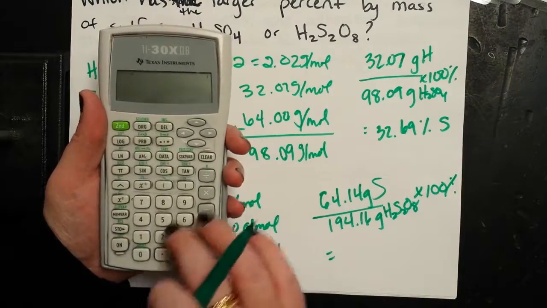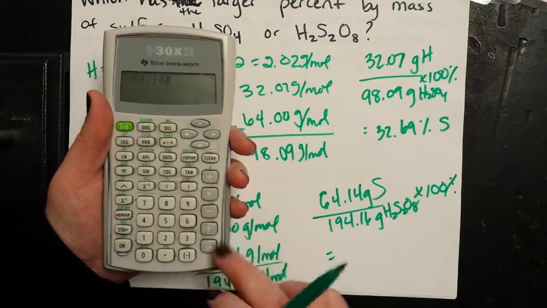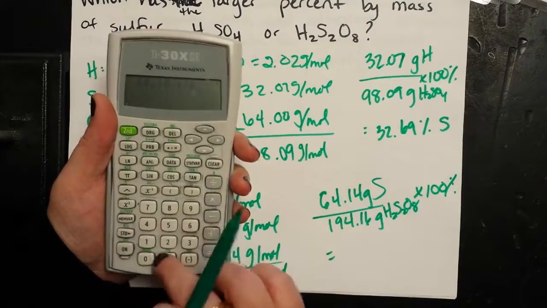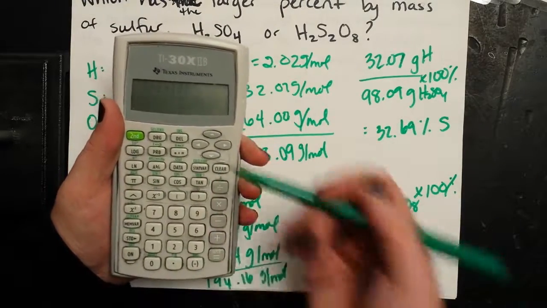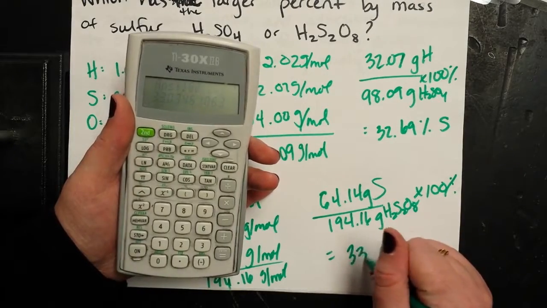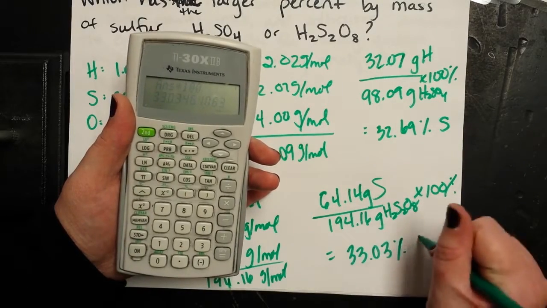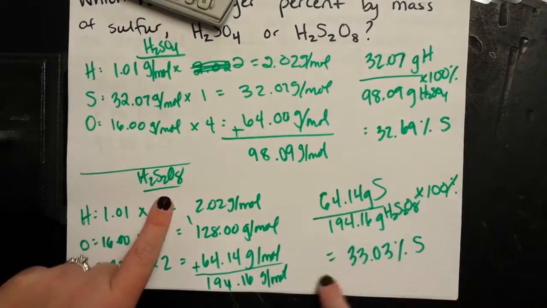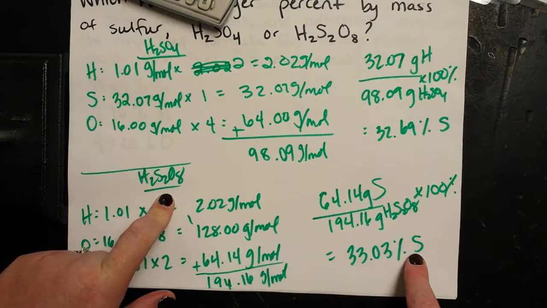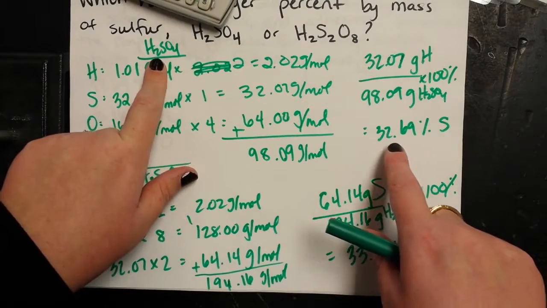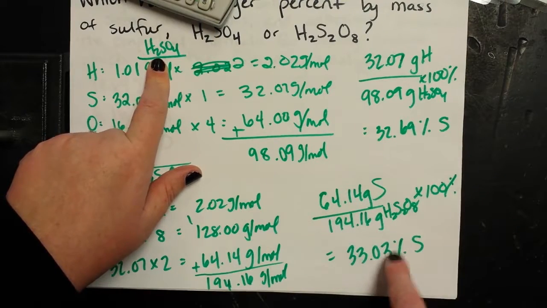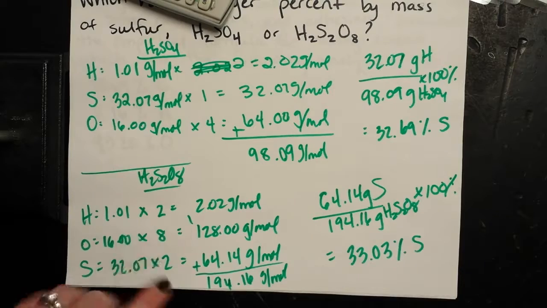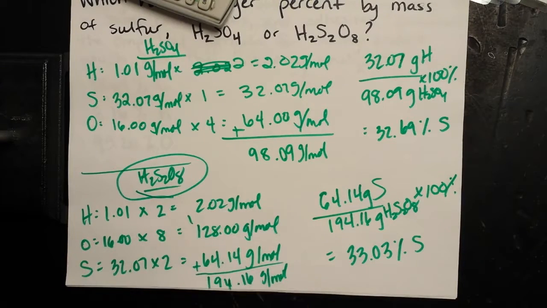So we're going to do 64.14 divided by 194.16 and multiply it by 100. That's 33.03% sulfur. So in this compound, 33.03% of its mass is from sulfur. In the first compound, only 32.69% of its mass is from sulfur. So very close, however, H2S2O8 has the larger percent by mass of sulfur.